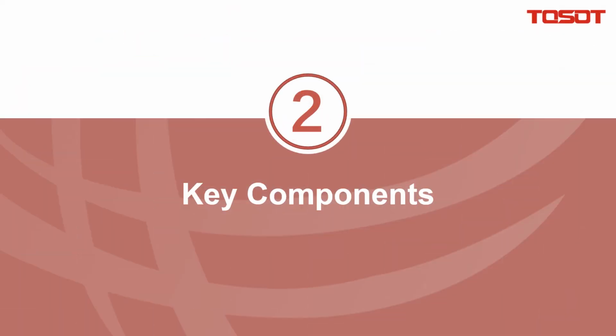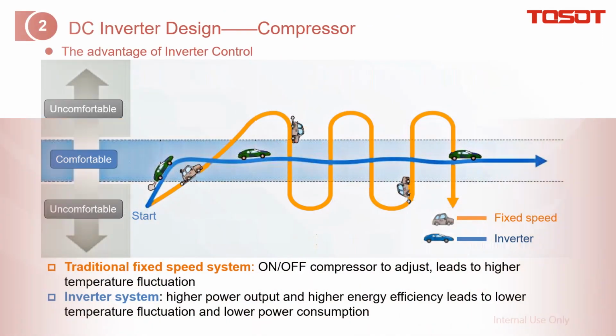Key components. This slide is the comparison between the on-off system and the inverter system. On this diagram, you can find that the orange is the on-off system. You can consider it as a regular car, which only has on and off, which means 100% output and zero output. For this system, especially for temperature control, the deviation is a little bit huge.